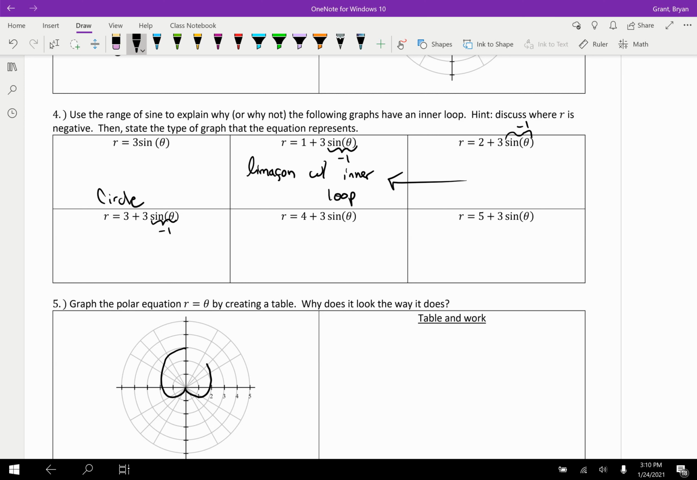This is why we're going to get that cardioid. It shrinks to 0 and instead of going on the inner loop, it starts getting positive again from there. So this is our cardioid, which is a type of limaçon, but no loops.